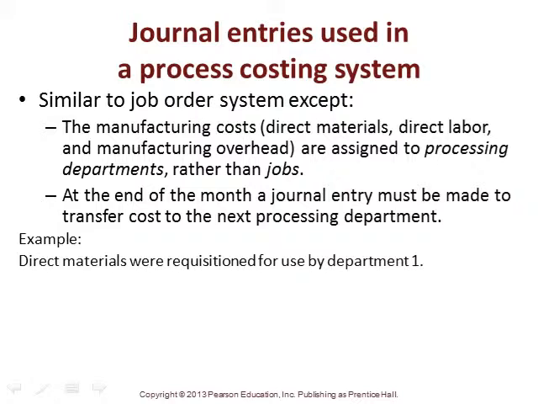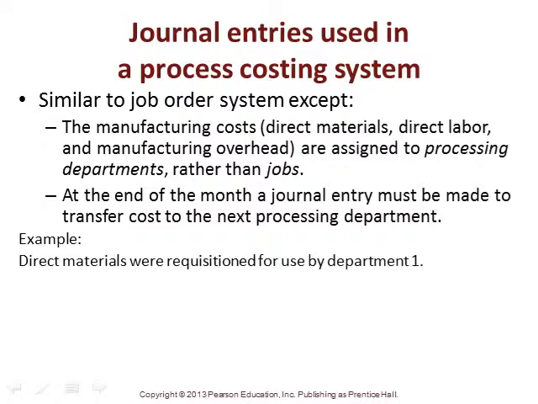And then when that job is processed or completed, the costs are moved out of work in process directly into finished goods inventory. Here we say the costs follow the product through all of the different processing departments, and then at the end of the month we will move those costs between processing departments so they're all accumulated in the final processing department, and then upon completion move out of there into the finished goods inventory.